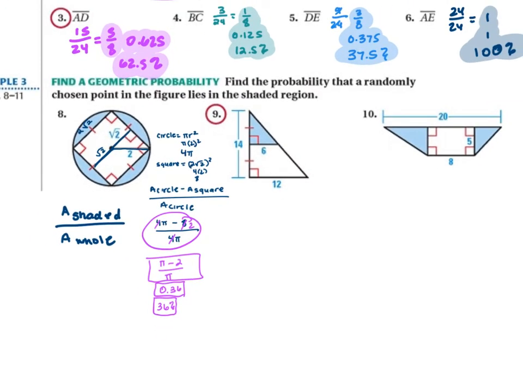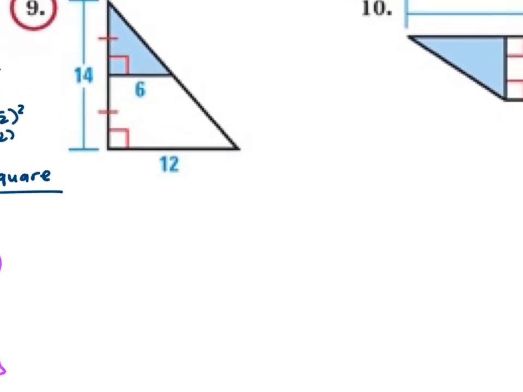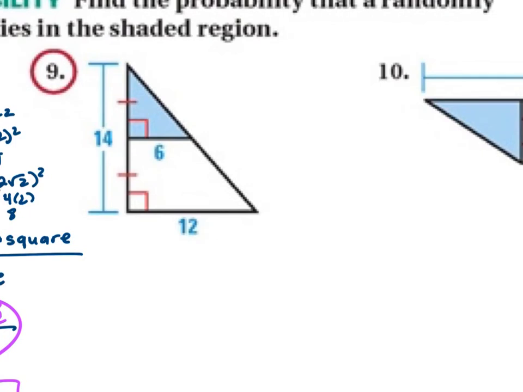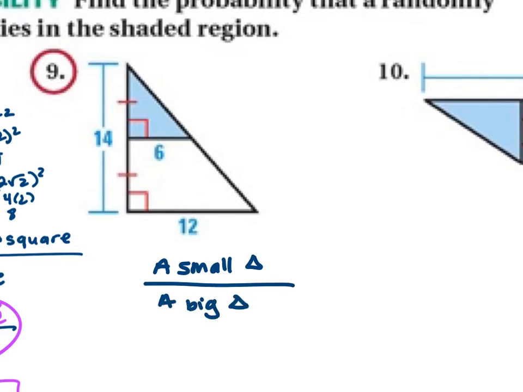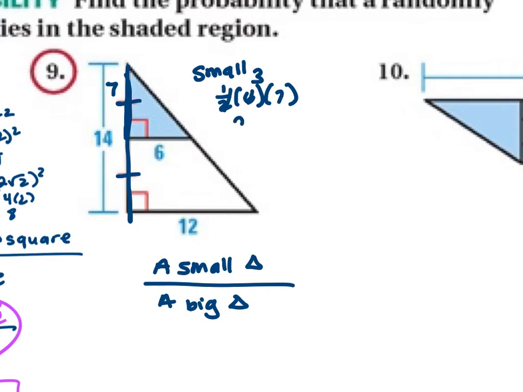Okay, so now let's look at number 9. Number 9 is, again, area of the shaded region. So I need the area of the small triangle over the area of the big triangle. So my small triangle, this is 14, but it says these two are congruent. Or sorry, this whole side is 14. These are congruent, which makes that 7. So the small triangle would be 1/2. The base is 6. The height is 7, which is 21.